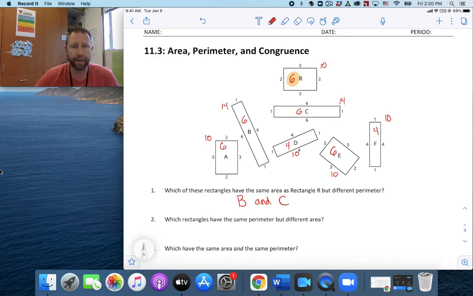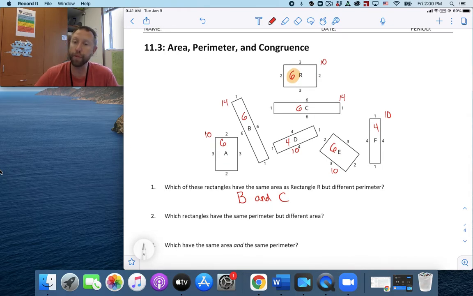That's fitting that criteria. For number 2, which rectangles have the same perimeter but different area? So they're referring back to rectangle R. So again, rectangle R has that, just highlighted it for you, perimeter of 10. So same perimeter. Which other ones have a perimeter of 10 but a different area? So an area that's not 6. And I can see that that is D and F. D and F, because they both have a perimeter of 10, but their area is only 4.